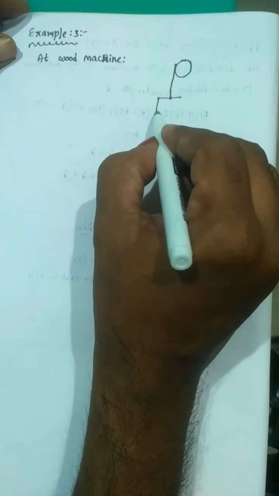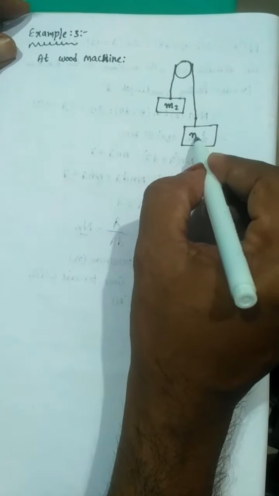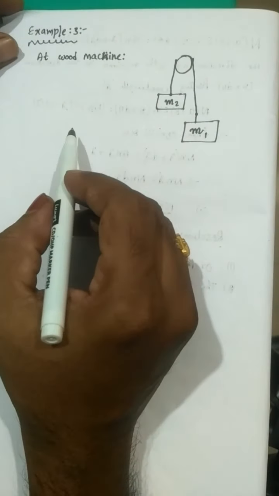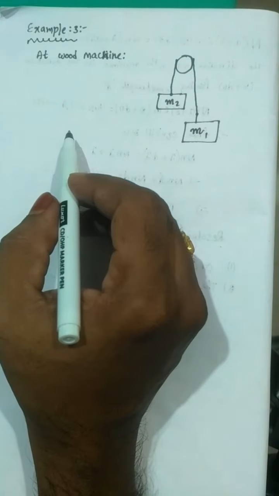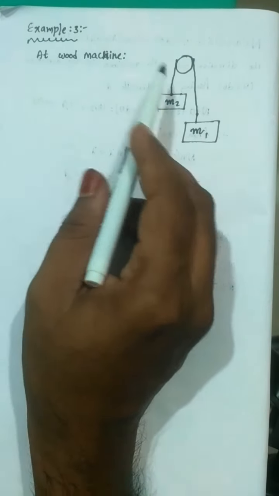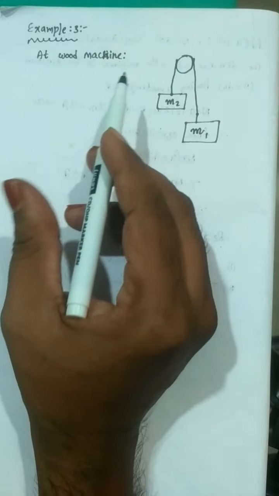It has a pulley, and two masses are suspended from it. This one I am calling M2, and the other mass is M1. These two masses are suspended with an inextensible string. So what is the question given to us here? The string runs over a pulley.